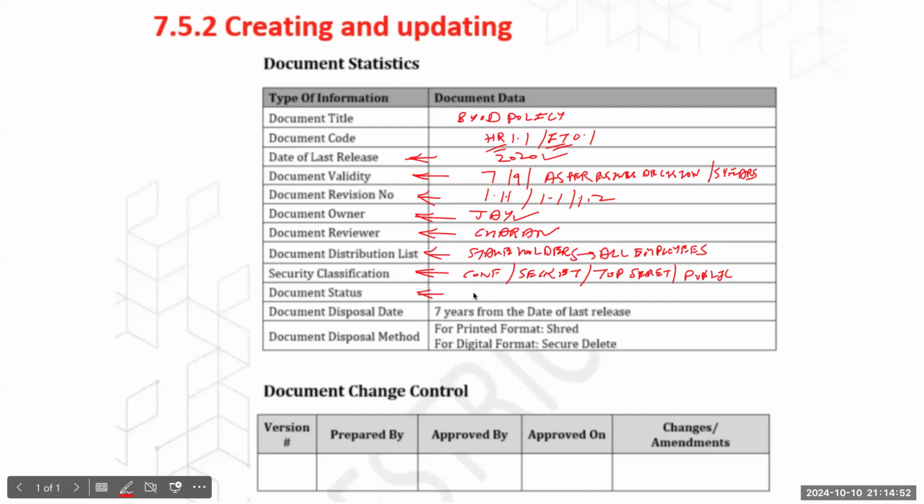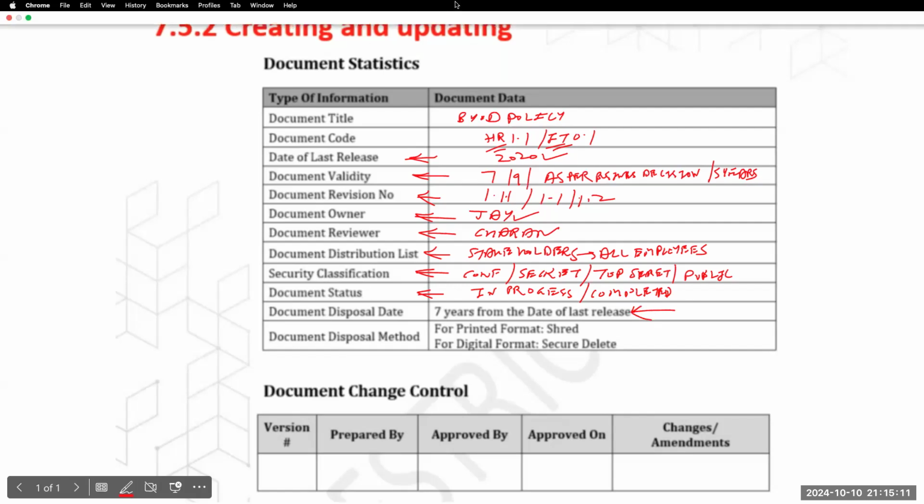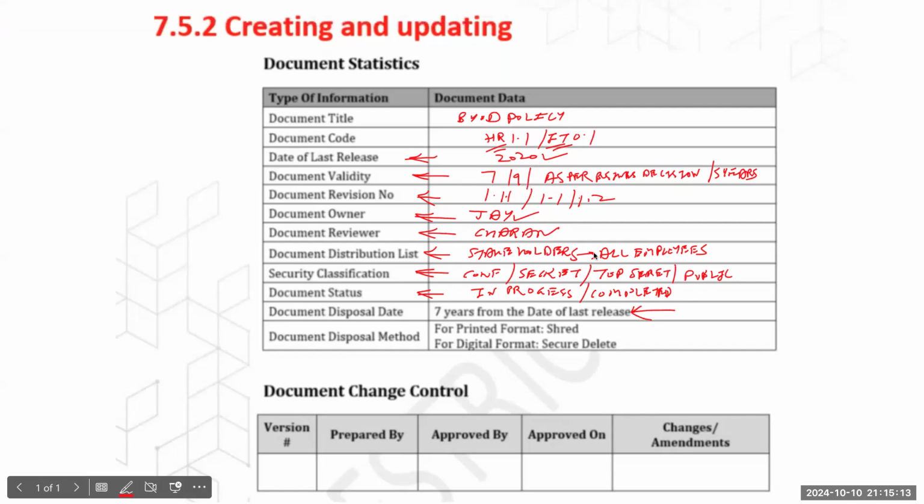Document status will be whether it is still in progress or it is completed. These are the two document statuses that you have. And after that, what you have is the document disposal date. Normally disposal would be around 5 to 7 years from the date of last release. So for example, if the release was in 2020, the date of disposal will be 2027, right? You can put that.